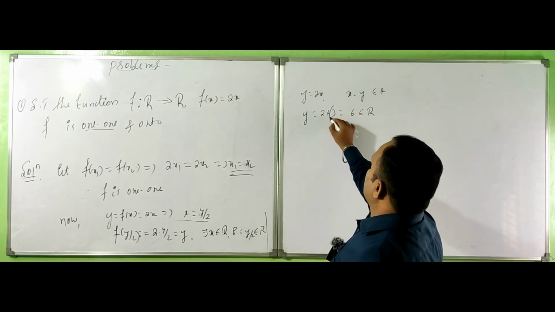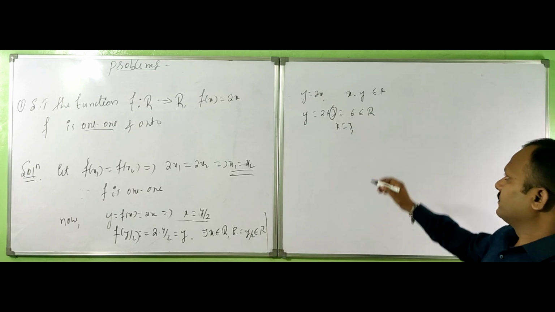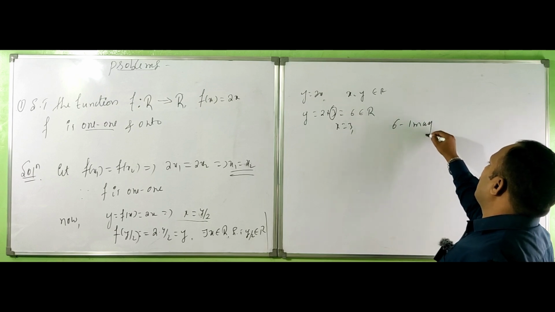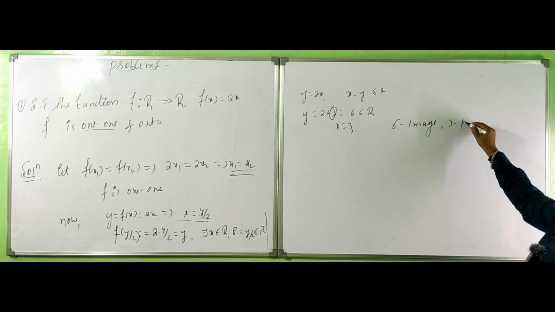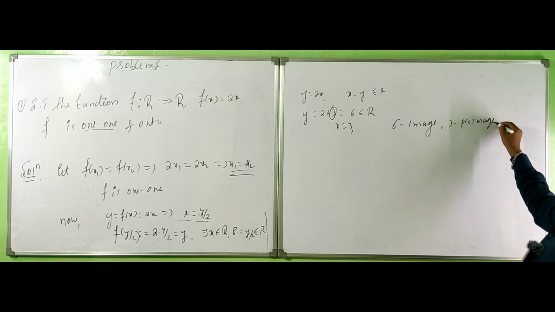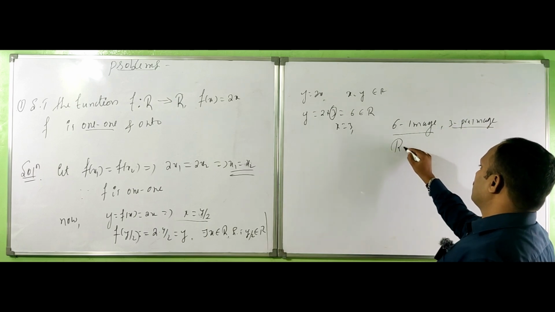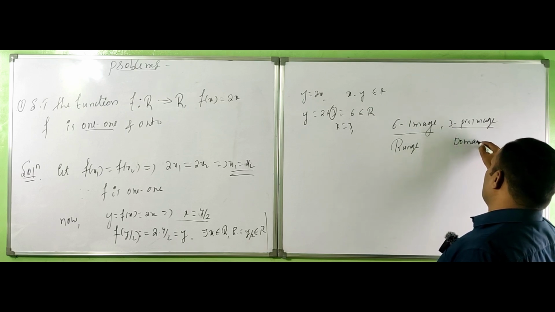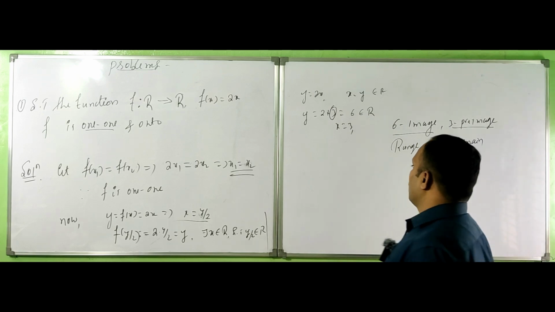See, here we got x equal to 3. Then the pre-image first. This 6 is the image and 3 is the pre-image, right? Pre-image, image. This is the domain, this is the codomain, this is the domain, this is the range. So by taking the domain, you get the range. Again, if you take the range, you should get the domain.